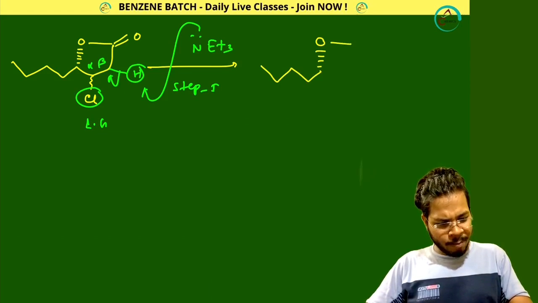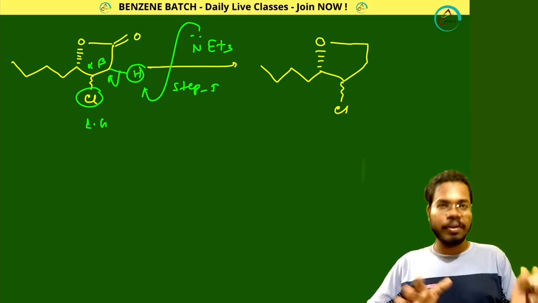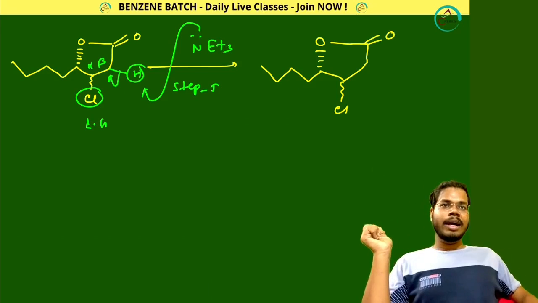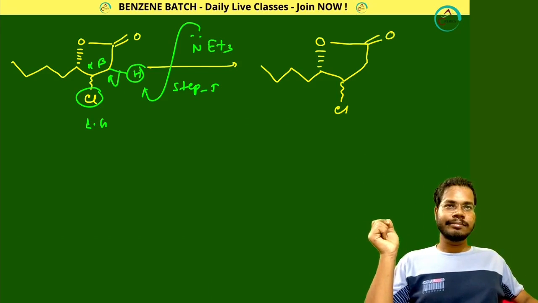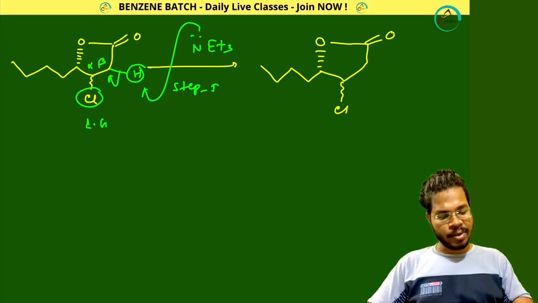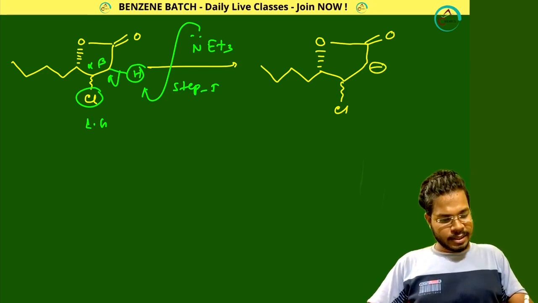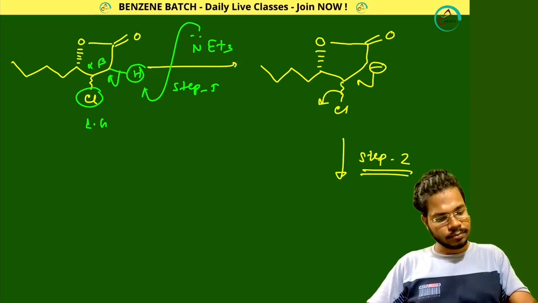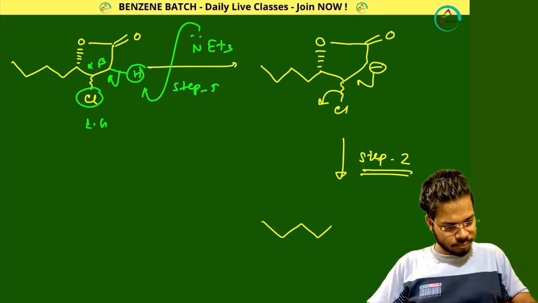It looks complicated, but it's not complicated. It's a very simple reaction. The first step is complicated, but not the second step. Do you have any confusion? Can you tell me? So this is step 1, and in step 2 this will happen. If you have any confusion, you can ask me.